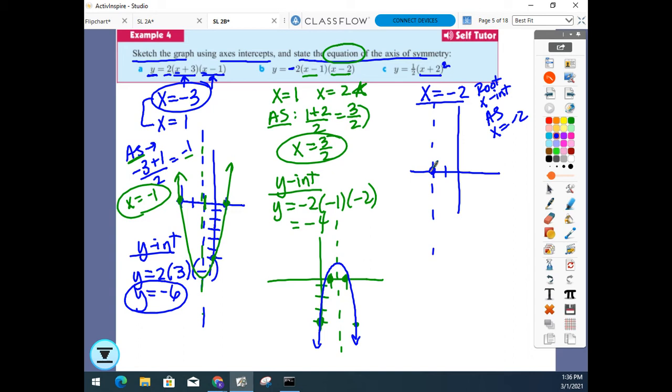So let's figure out our y-intercept. 1/2, 2 squared is 4, half of 4 is 2. So I'm going to reflect that over my axis of symmetry. And notice this is a little bit wider. The smaller this number, the wider the graph. The bigger the number, the skinnier the graph. If this is negative, it goes upside down. This is positive and skinnier.